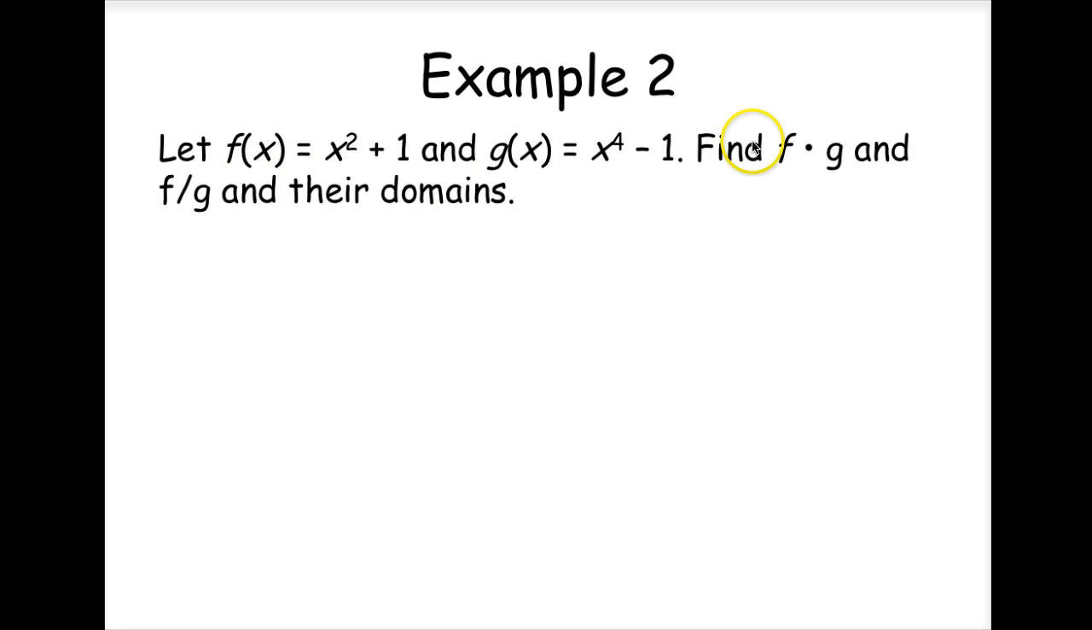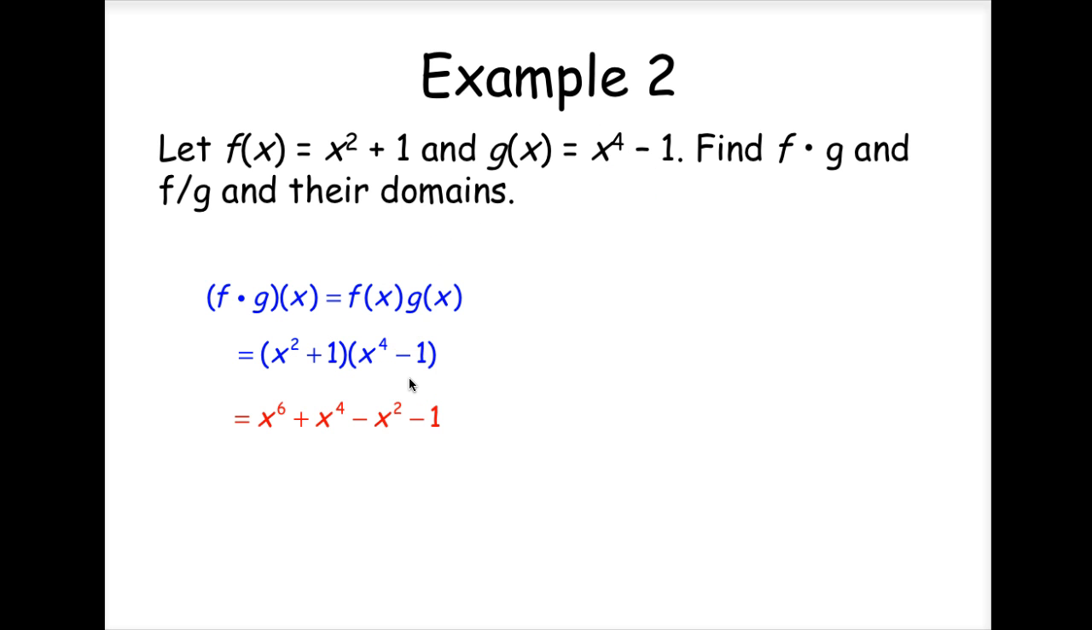This time we're going to find f times g and f divided by g and their domains. So we substitute in x plus 1 for f of x, and x to the fourth minus 1 for g of x. FOIL, and this is our answer: x to the 6th plus x to the 4th minus x squared minus 1.